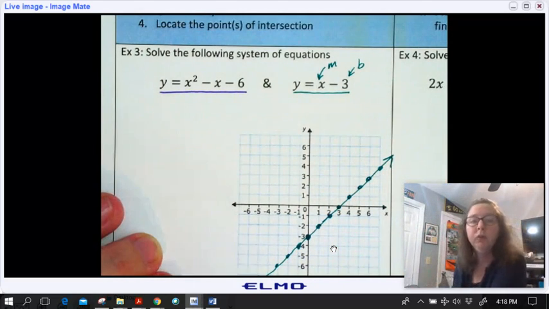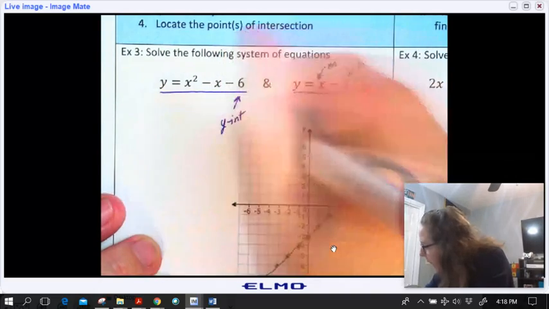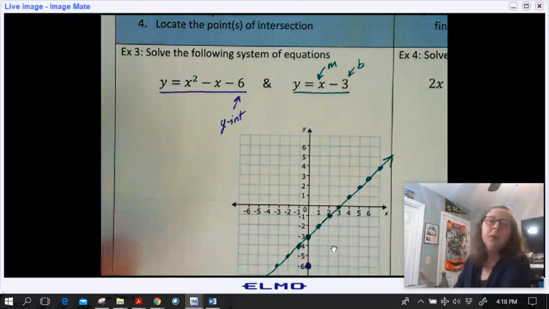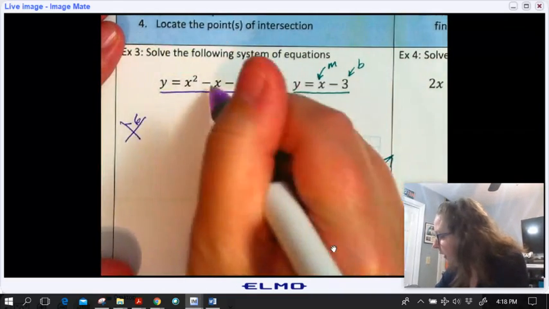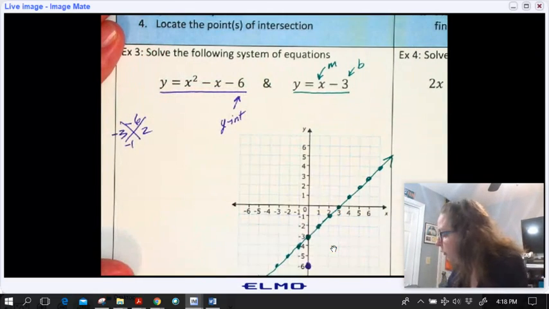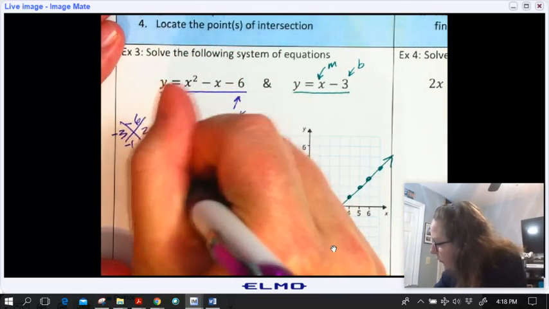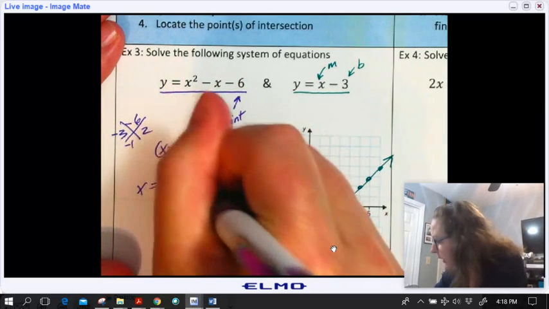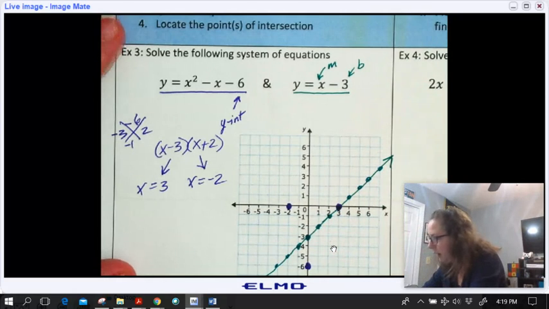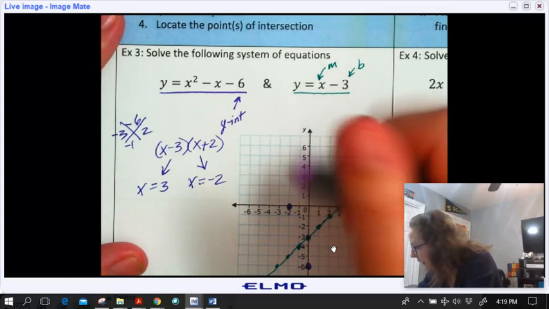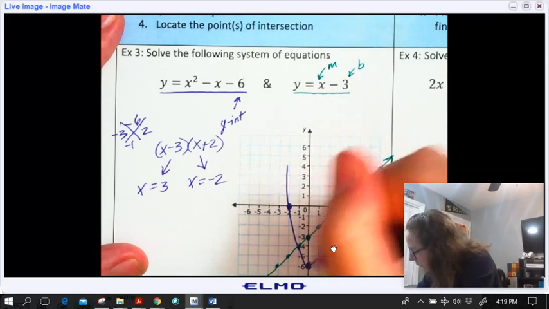Next, I have my quadratic function. So I know that the y-intercept is at negative 6. So here's the y-intercept. Now what I just need to do is factor this to find the zeros. Okay, so negative 6 and negative 1 in the bottom, so negative 3 and positive 2. So my factors are (x minus 3)(x plus 2), which means that my two zeros are located at positive 3 and negative 2. So negative 2 and positive 3. And then what we can do is try to connect these with a nice curve, okay? And I'm pretty awful at it.